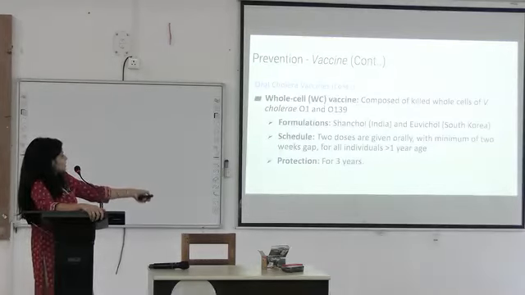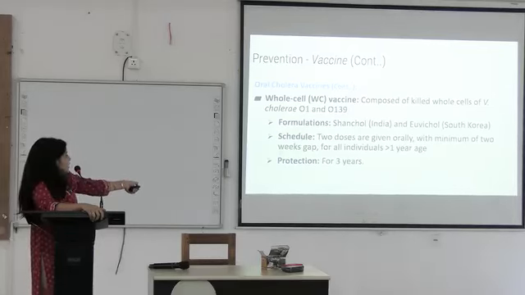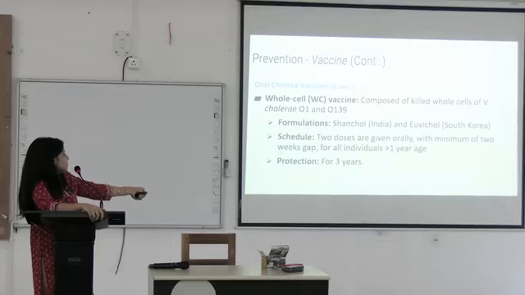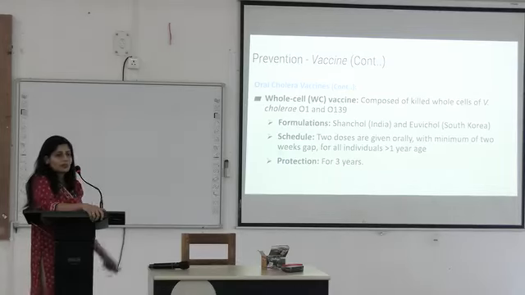The whole cell vaccine is composed of killed whole cell of Vibrio cholerae O1 and O139, so it covers both the serogroups. Formulations that are available are Shankol from India and Uvicol in South Korea. 2 doses are given orally, protects for about 3 years.